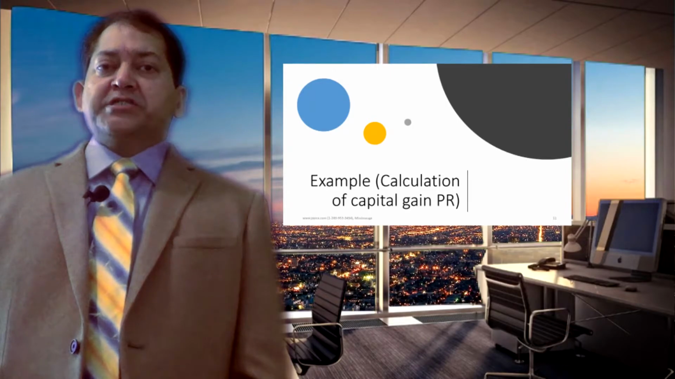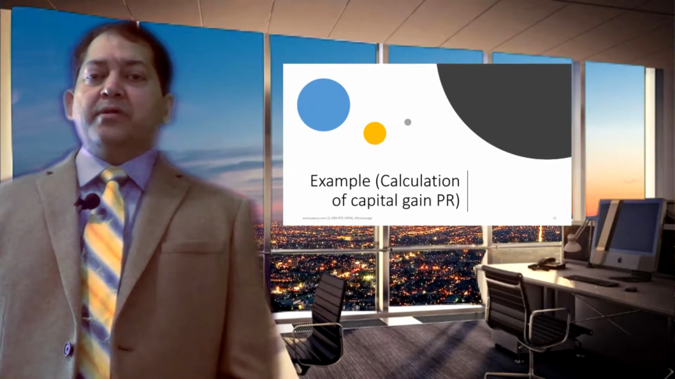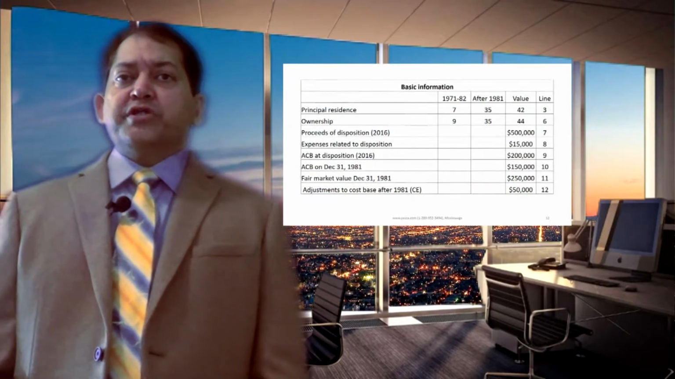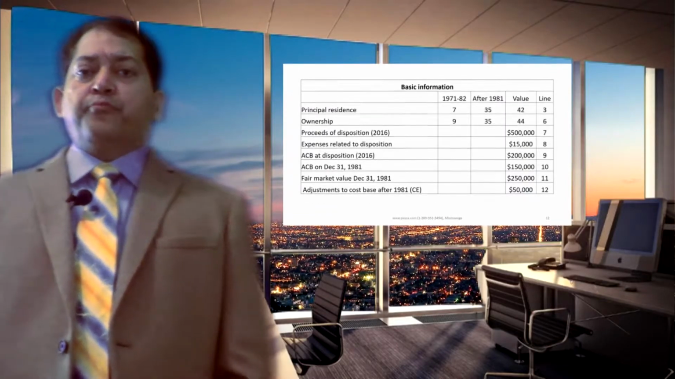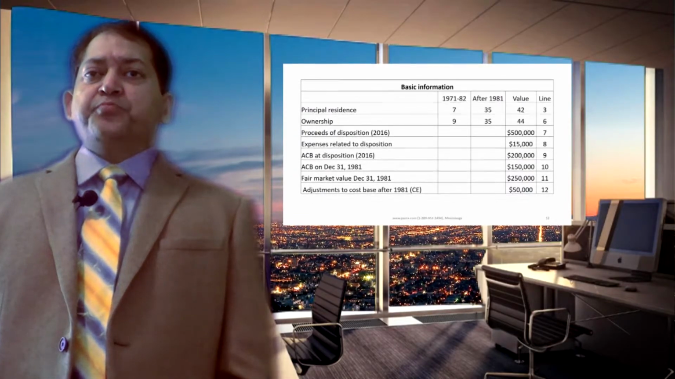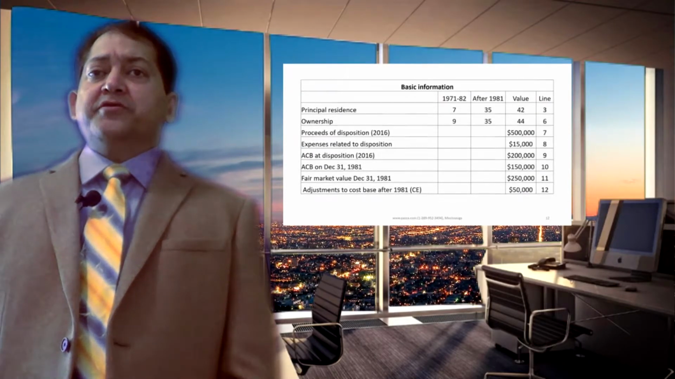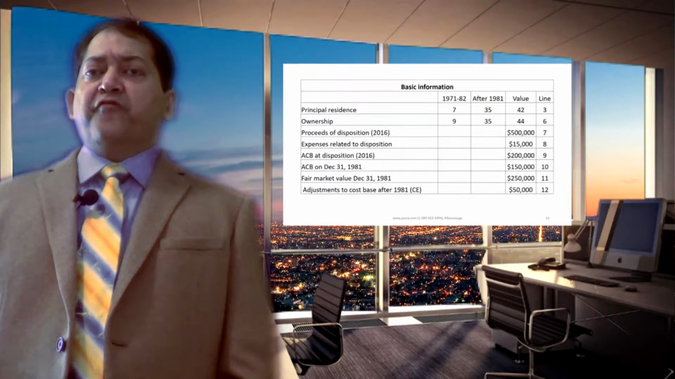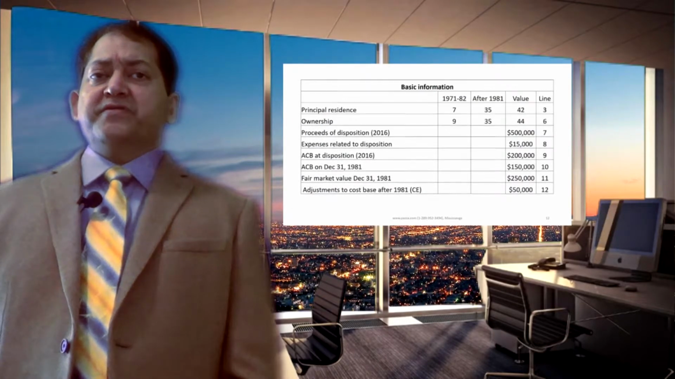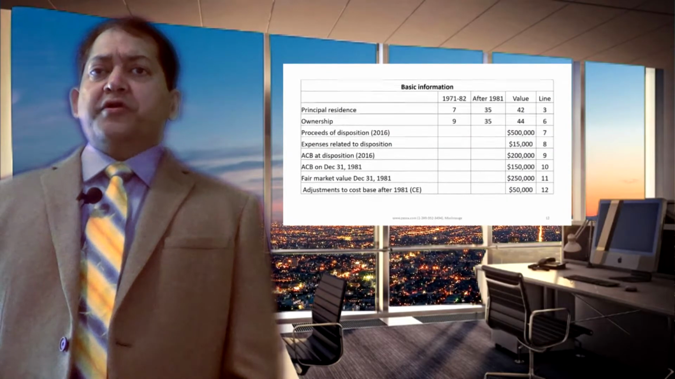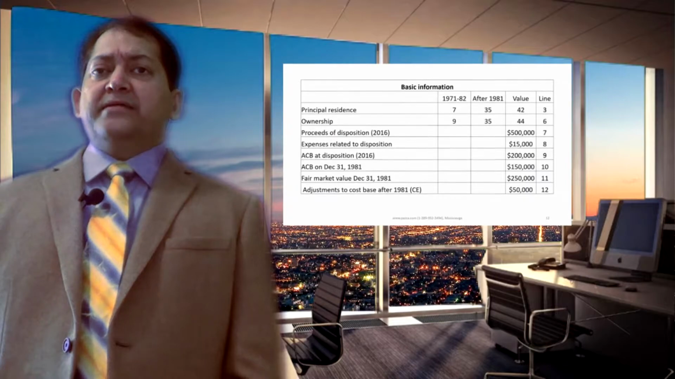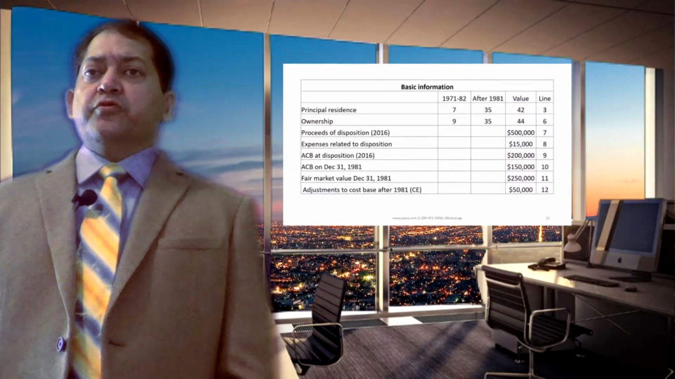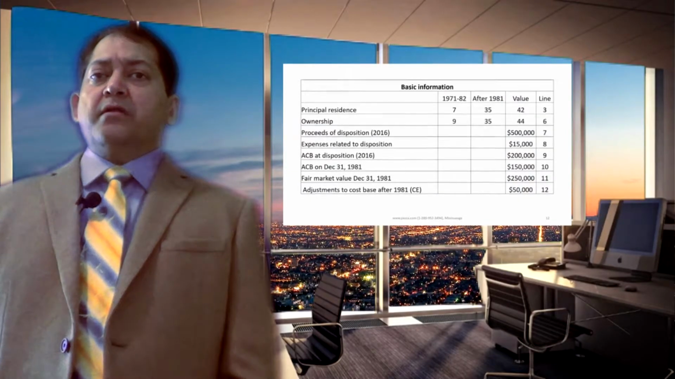Now, I'm going to explain the calculation through a worked example in this segment. We move forward. So here is the basic information. We'll assume that regarding this particular property, it was declared as principal residence between 1971 and 1982 for 7 years, and after 1981 for 35 years. The total number of years would be 42 years when it was declared as principal residence. And then regarding ownership, it is assumed that it was owned by the individual between 1971 and 1982 for 9 years, and after 1981 for 35 years. So again, the sum total is 44 years, that is mentioned in line 6.